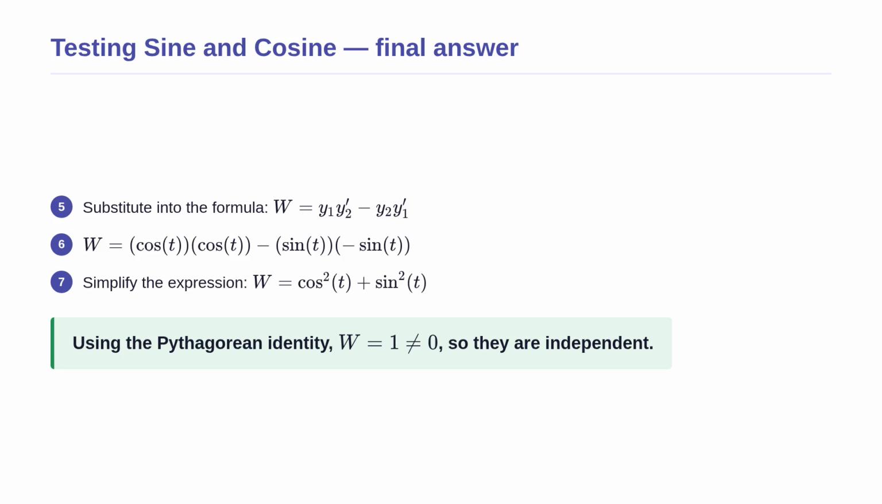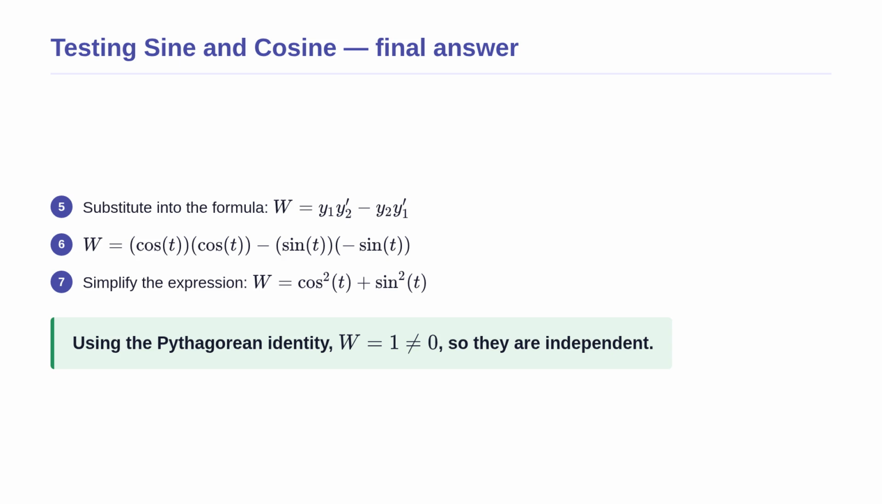We multiply cosine by cosine and subtract the product of sine and negative sine. Notice how we carefully track the negative signs. Multiplying these out gives us cosine squared minus negative sine squared, which becomes cosine squared plus sine squared. This leaves us with a very famous trigonometric identity.